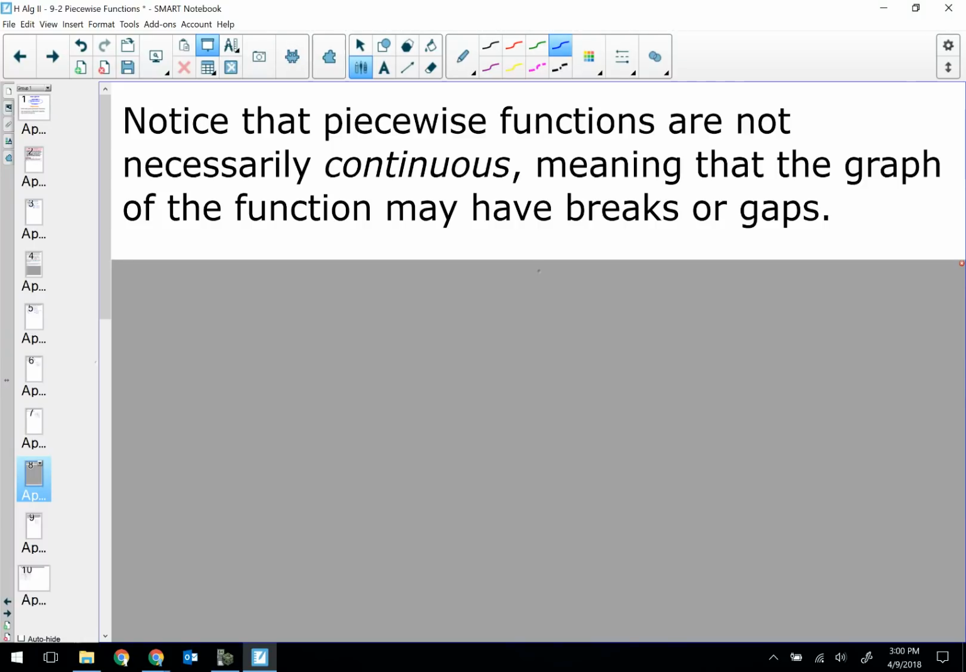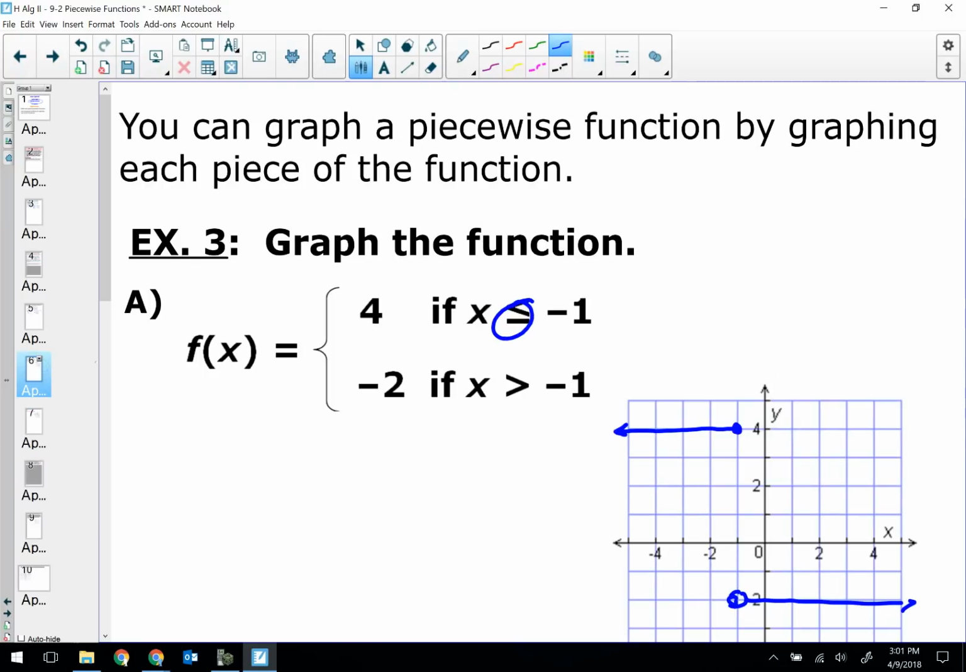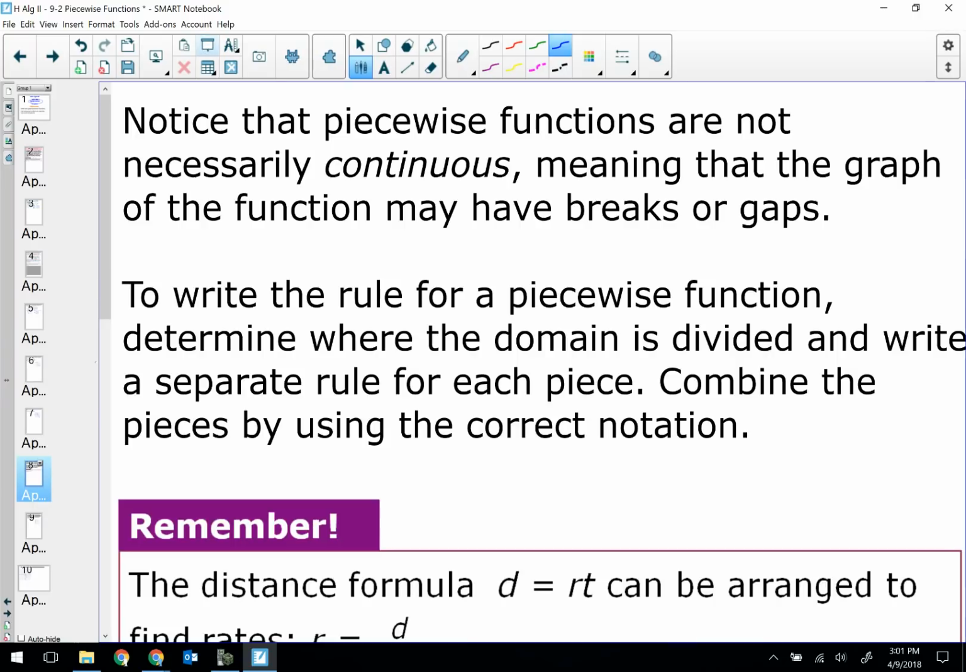So that last piecewise function was continuous. Why? Because there were no gaps or breaks in this. This one was continuous as well because there's still no gaps or breaks. Everything is defined. But know that it doesn't have to be continuous. They don't have to be continuous. If there's parts that are left out of my bracket, then you literally just leave a space there.